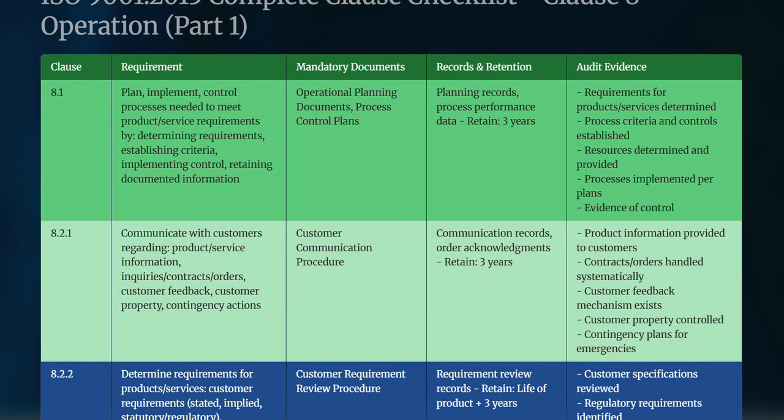And then in Clause 8.2.1, it requires you to communicate with customers regarding product or service information, inquiries, contracts or orders, customer feedback, customer property, and contingency actions. The required records here: you need to have a customer communication procedure, and you need to have communication records and order acknowledgements, and retain those records for 3 years. Examples of those requirements that you can present as evidence for the auditor include product information provided to customers, contracts or orders handled systematically, a customer feedback mechanism existing, customer property being controlled, and contingency plans for emergencies.